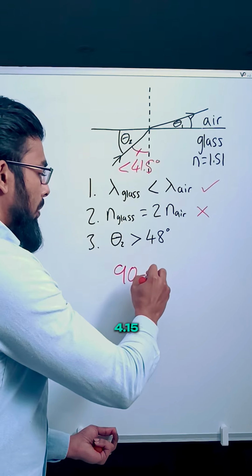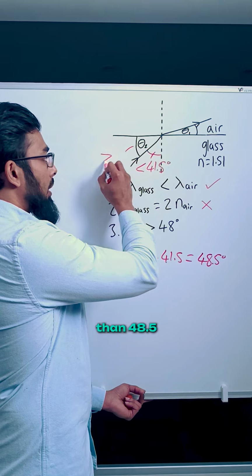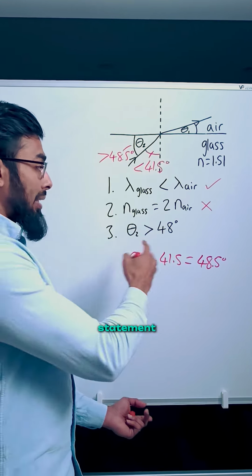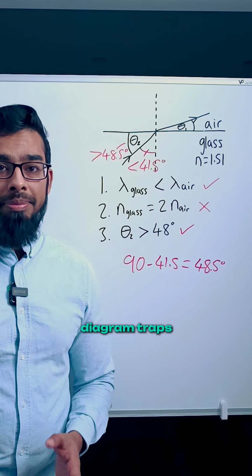90 minus 41.5, and that's 48.5. So this angle has to be greater than 48.5. And so this statement is true. And this is exactly why top students train themselves to spot diagram traps before the maths.